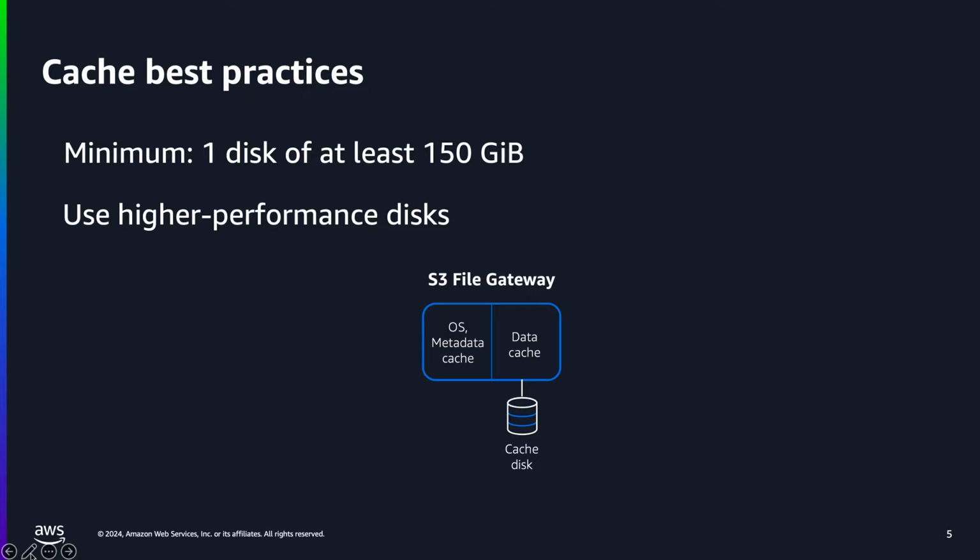Next, it is going to benefit you from a performance standpoint if you're using high-performance disks like SSDs or NVMe for your cache. Using SSDs for your cache benefits you from high IOPS and low latency. It is also recommended that the root disk for your gateway appliance is actually NVMe or SSD, since it holds the metadata index of the data that is in your cache.